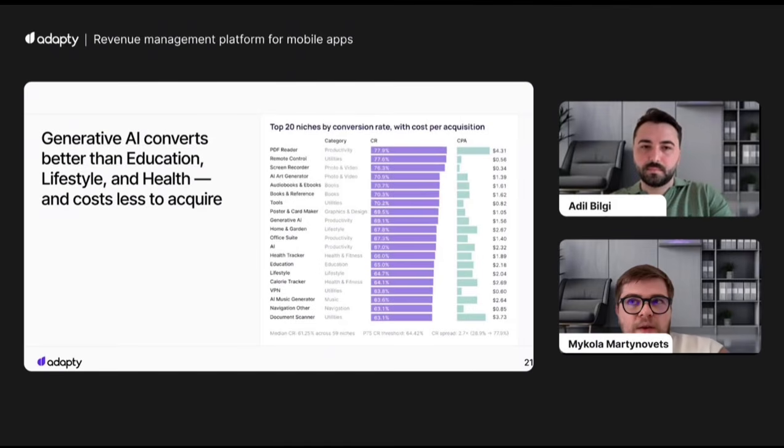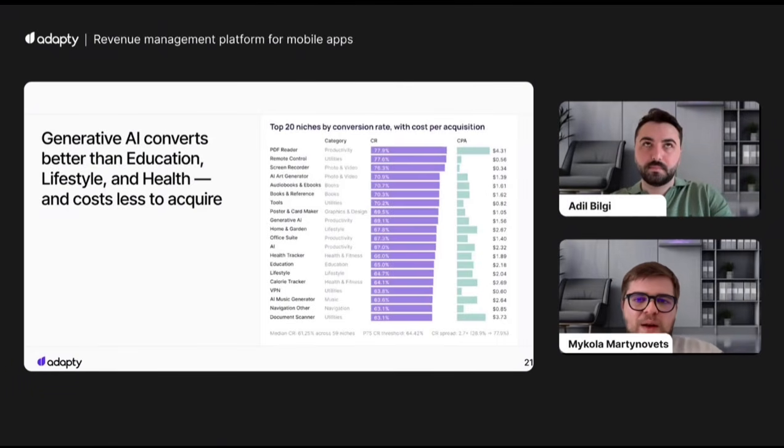How it works is because the intent of generative AI is very clear. For example, people looking for an AI writing tool or AI photo editor know exactly what they want, and they receive really interesting applications with AI features, and our clients can sell subscriptions really well.